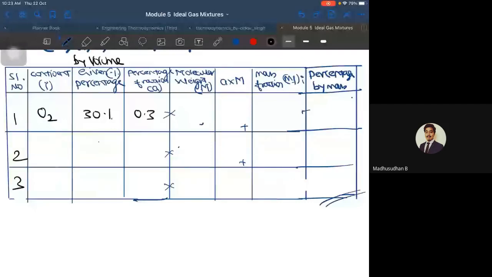Next gas, CO2. What is the given percentage by volume? 40%. So if I convert into fraction, it is 0.4. Exactly. Next gas, N2. Percentage by volume, 30%. So it is again 0.3.